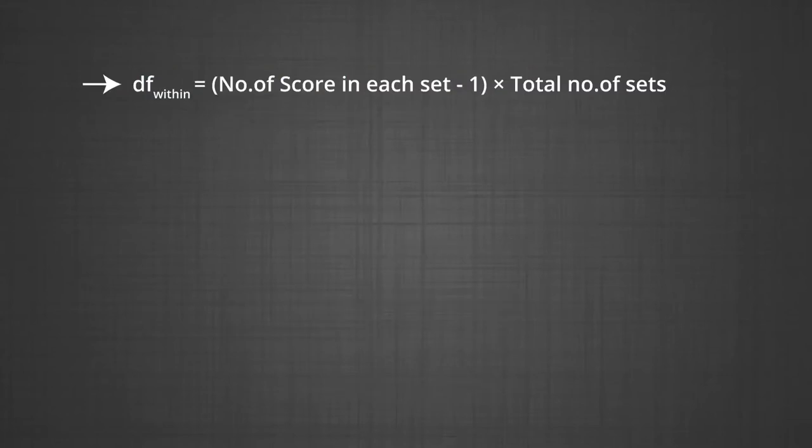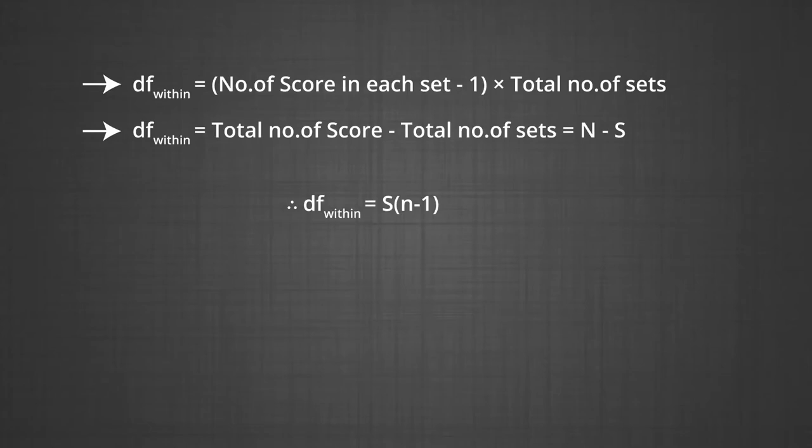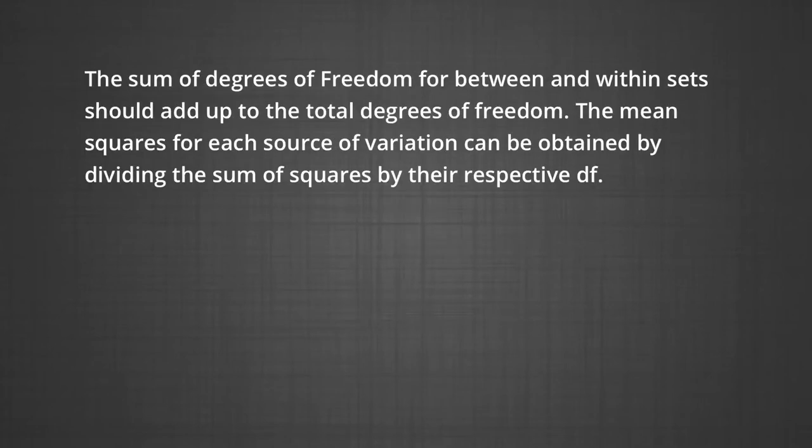Now I come to the degrees of freedom within. This is obtained by using this procedure: number of scores in each set minus 1, and then multiplied by number of sets. In symbolic form, s times n minus 1. Now by putting the values in this small formula, we have 3 times 10 minus 1, that is 3 times 9, that's equal to 27. The sum of degrees of freedom for between and within sets should add up to the total degrees of freedom.